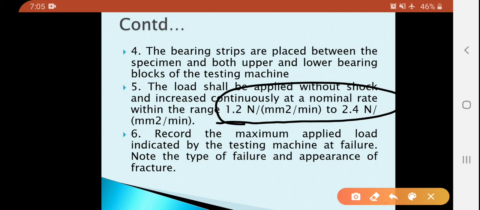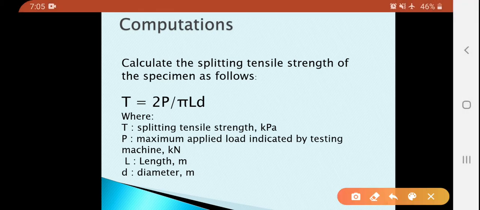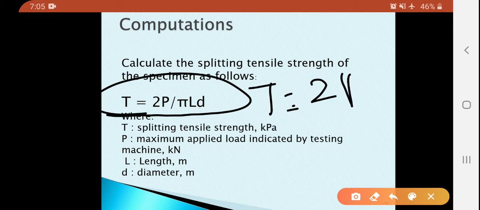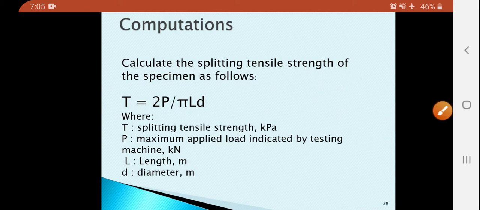Record the applied load indicated by the testing machine at failure. After the failure, we can observe the failure of the concrete specimen. The formula is T equals 2 into P divided by pi into L into D. Nothing but here we are considering the full peripheral area. In the previous experiment, we were just taking the cross sectional area of the concrete, but here, because of the cylindrical shape, we are considering the full length of the specimen.